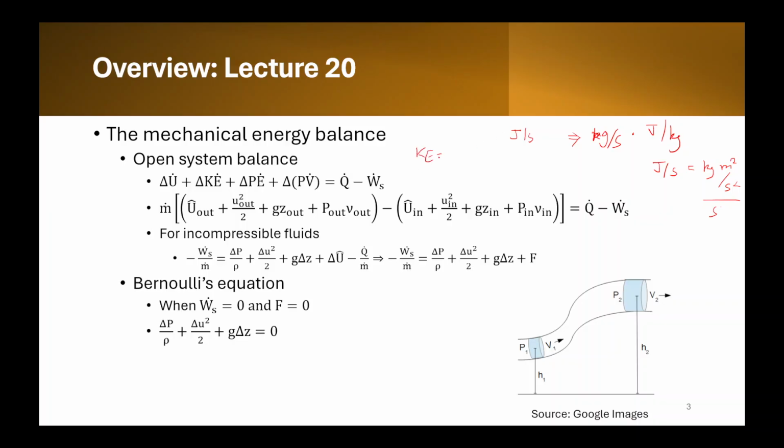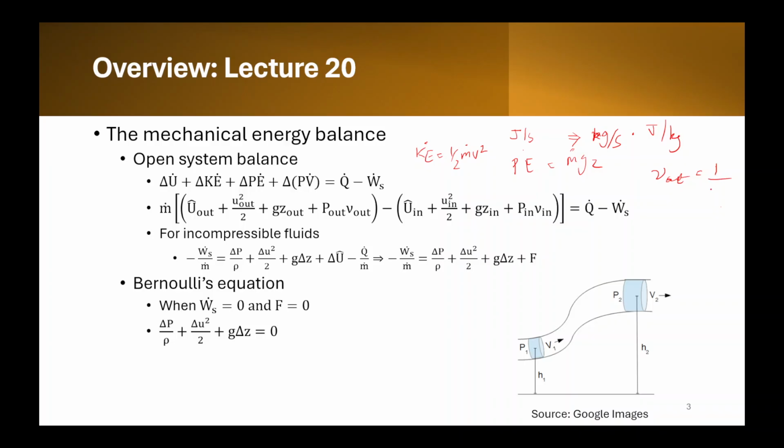Kinetic energy is half m v square, and if we want to write it as a rate, this will be m dot, so you can take that m dot out as common. Then potential energy, m g z, so P dot will be m dot g z, and you can take out m dot here as well. And then P out, v out.